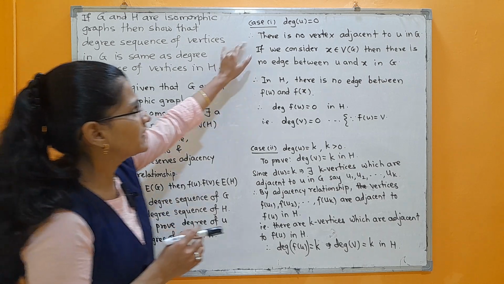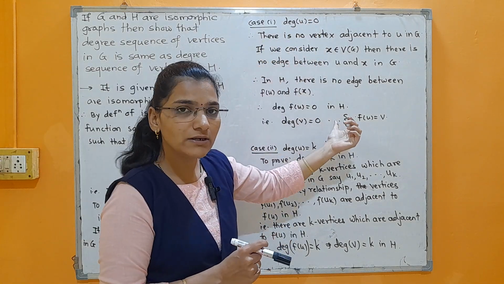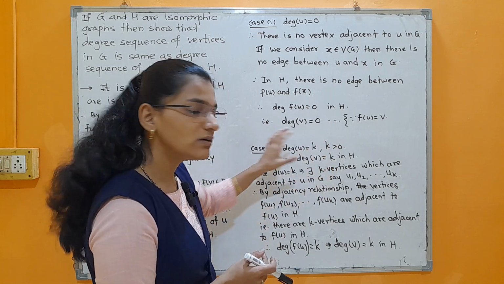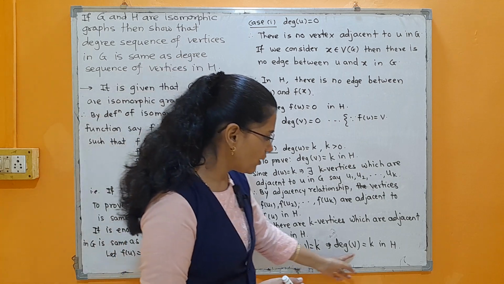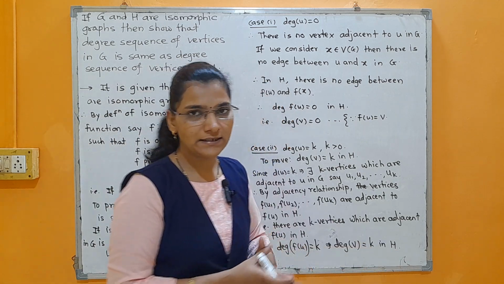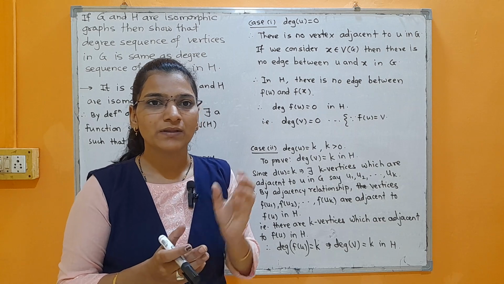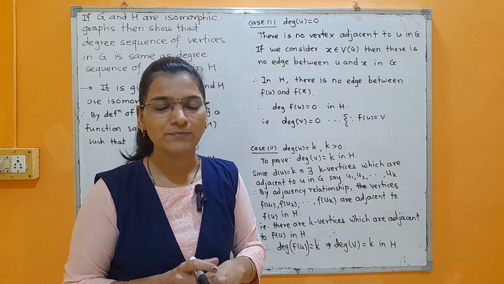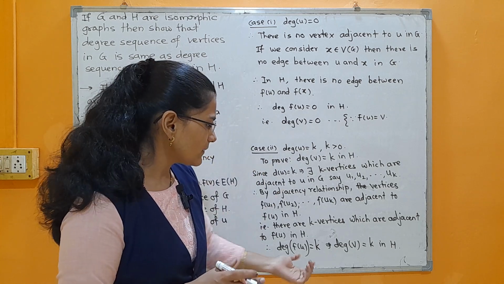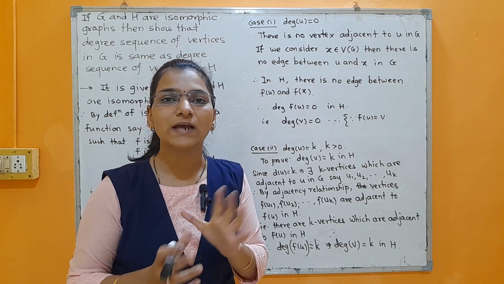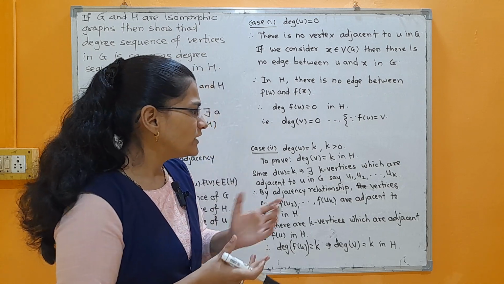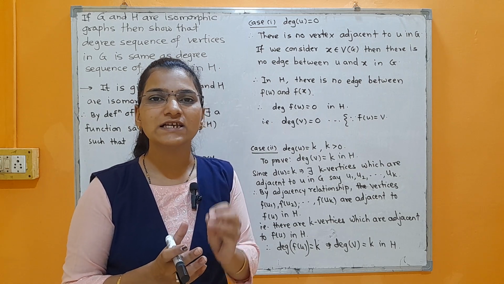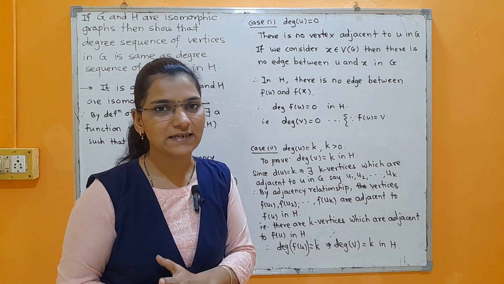So we have considered when degree of U is equal to 0, we get degree of V is equal to 0, and when degree of U is a non-zero natural number say K, then we get degree of V is also equal to K in graph H. So we have proved that for every vertex U in graph G, its corresponding vertex f of U, that is V in graph H, both have the same degree. So it will happen for all vertices in graph G, and hence we can conclude that the degree sequence of graph G and graph H is the same. Okay.